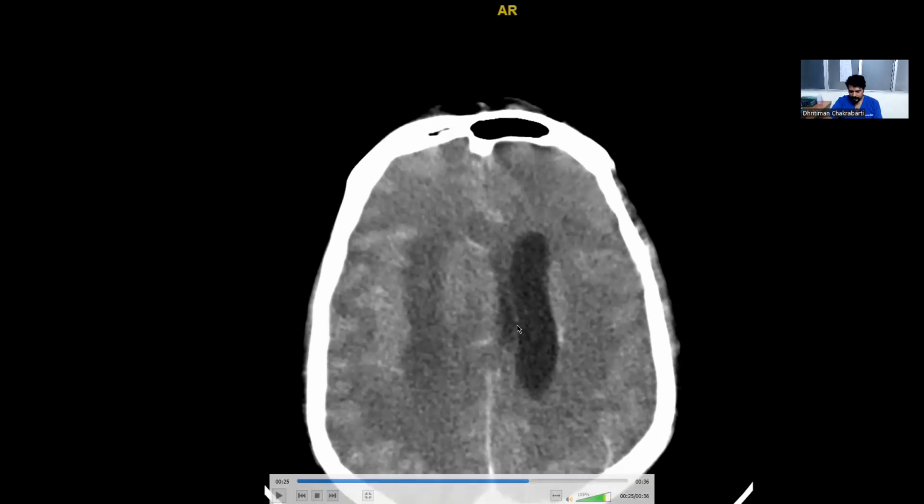So, okay, this is the septum pellucidum. This is the lateral ventricle of the same side, and you can see how much it has been obliterated. Okay, so now how do you calculate the midline shift?